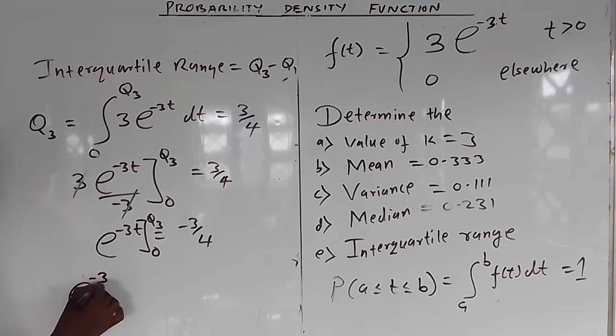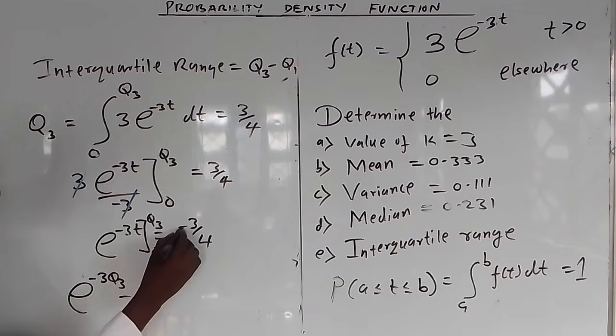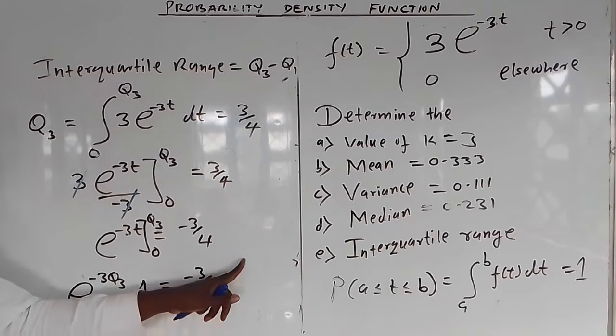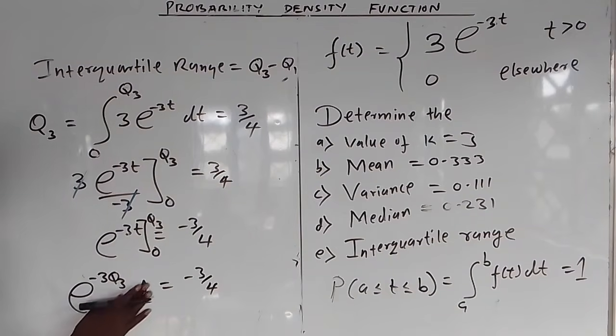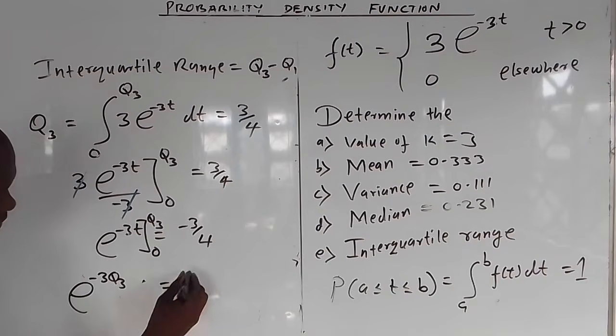Exponential negative 3q3, isn't it? Then if you substitute 0 here, you have exponential 0 minus, see, this is the upper limit minus the lower limit. Exponential 0 is 1, and this equals negative 3 over 4. So the 1 going to the other side of the equation, it becomes negative 1 going the other side, it becomes plus 1, isn't it? So here we remain with exponential negative 3q3 equals negative 3 over 4 plus 1, which is a quarter, 1 over 4.